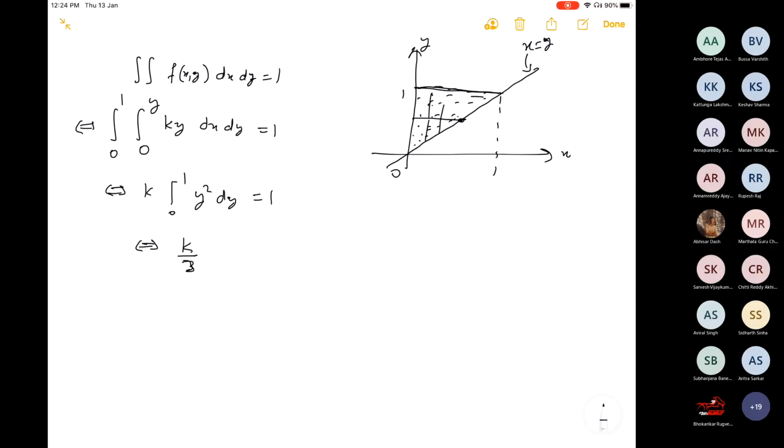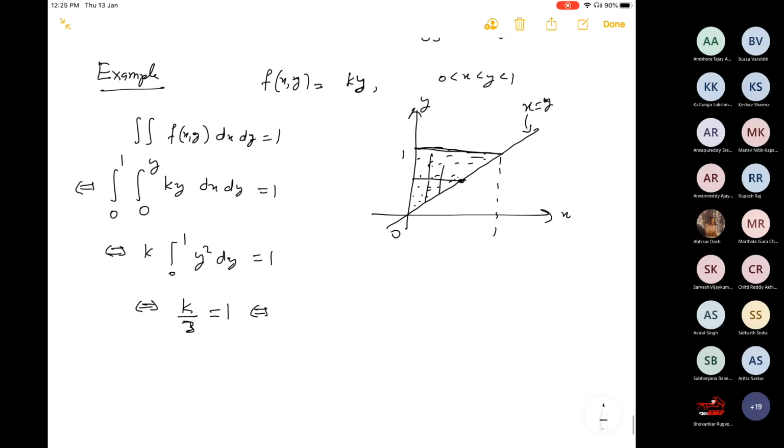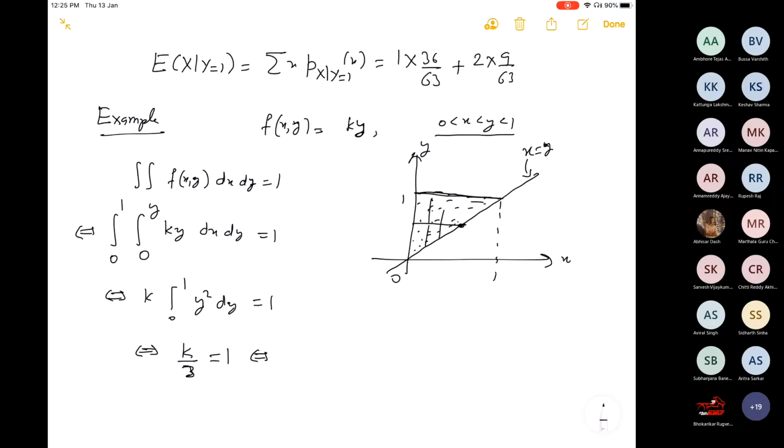Hello, sir. Am I audible? Yes. Sir, in that, why have you considered x is equal to y in that curve? What is h? X is equal to y. To make this line. Okay, okay, sorry.